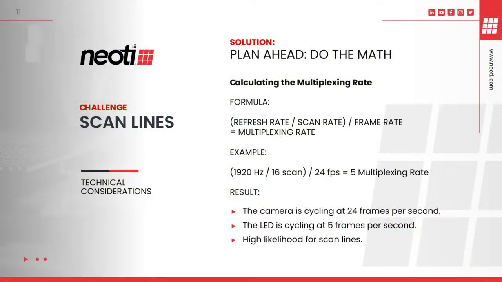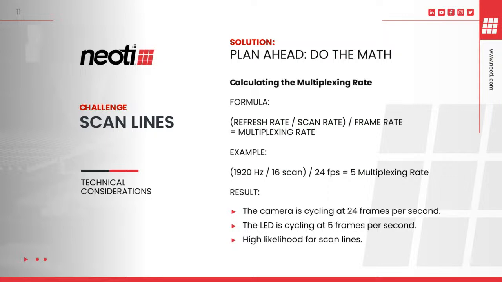One way to do that is to calculate the multiplexing rate, which is basically the refresh rate divided by the scan rate. If your LED screen is a 1920 refresh or a 3840 refresh rate, you take that and divide it by the scan rate. That scan rate is typically provided by the manufacturer. If it's not, you can ask for it. Then you divide that by the frames per second of your camera, and that gives you a number.